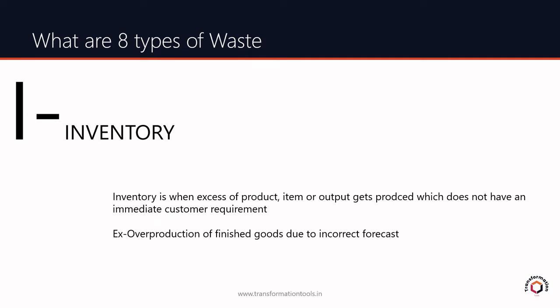Inventory. Inventory is when excess of product, item, or output gets produced which does not have an immediate customer requirement. For example, overproduction of finished goods due to incorrect forecast will lead to inventory.